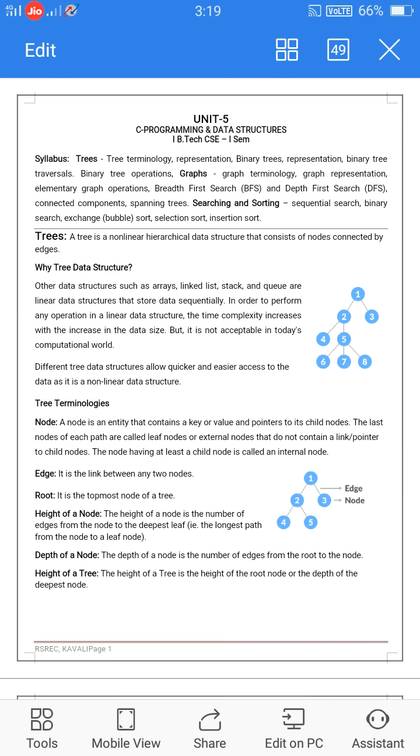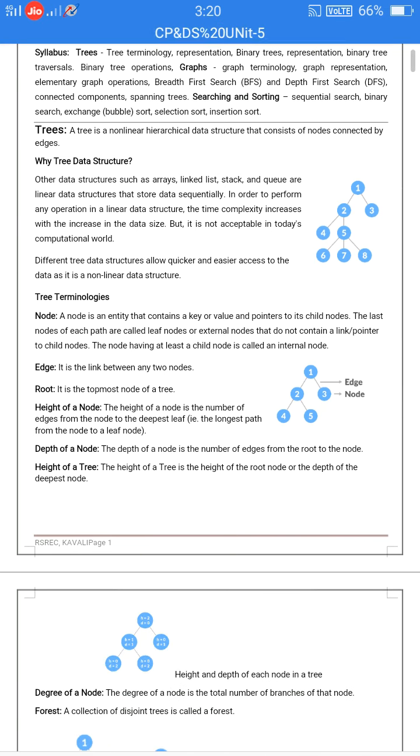The main use of non-linear data structures, especially in the case of trees, is that the size of the data structure depends on the number of elements available in the given data. If the number of elements increases, the size also increases, and similarly, if the number of elements decreases, the size also decreases. That's why this type of data structure is used. Next, tree terminologies.